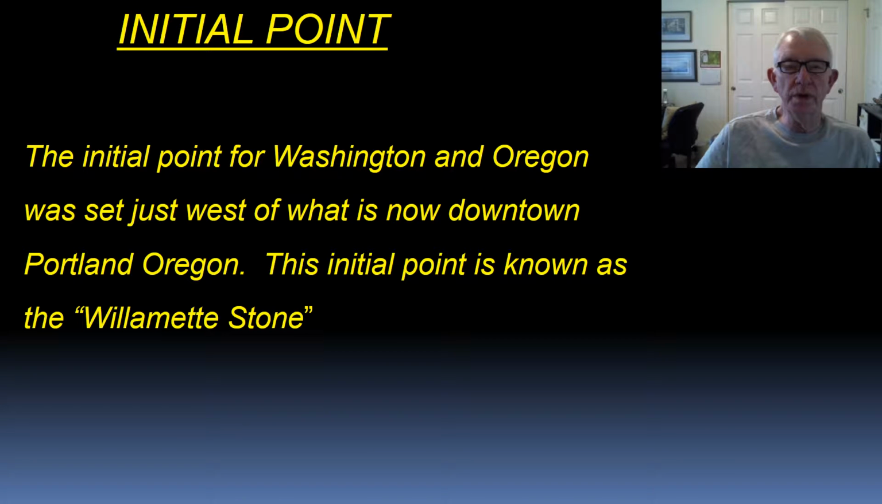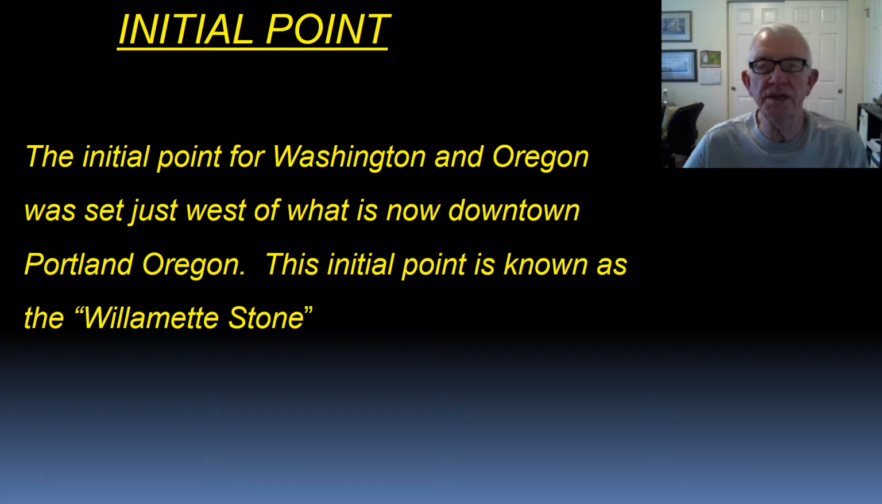The initial point for Washington and Oregon was set just west of what is now downtown Portland, Oregon. The initial point was known as the Willamette Stone. We're going to take a look at it in the next slide.